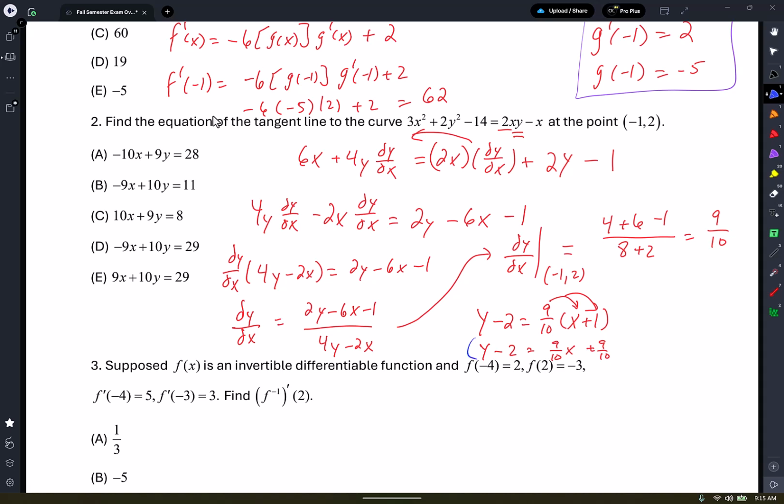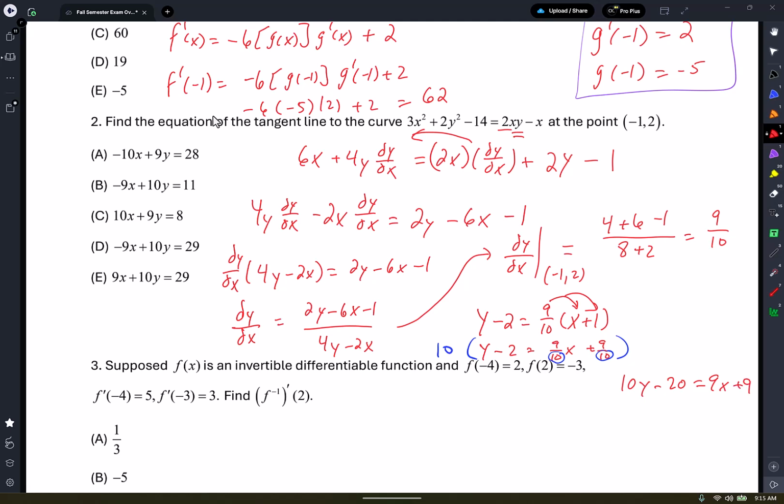And multiply everything by 10. If you multiply everything by 10, why did you choose 10? Because I see a 10 in the denominator down there. And look, none of these are in fraction. Do you guys see that? So that's the logic. Multiply by 10. So then you get this. 10y minus 20 equals 9x plus 9.